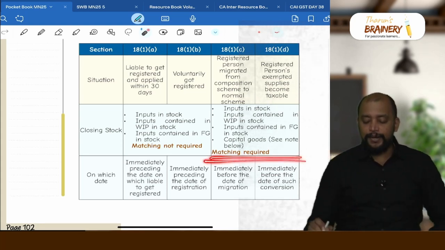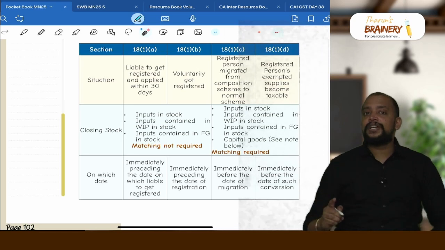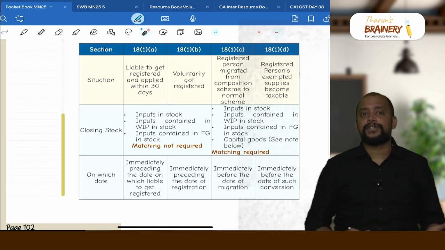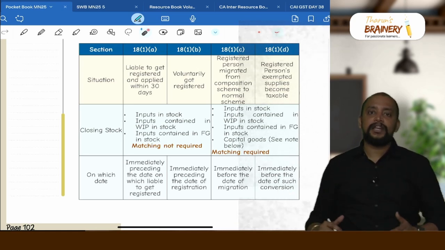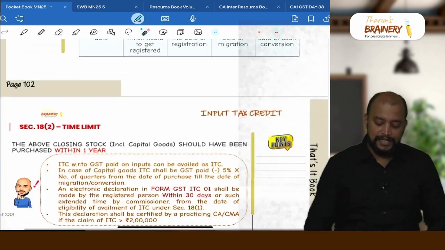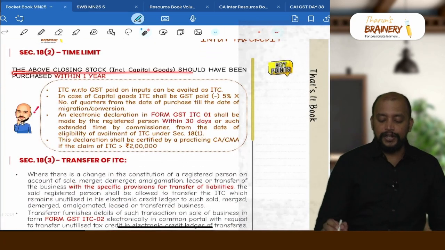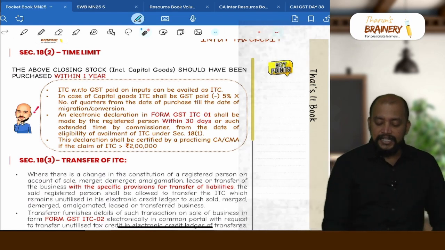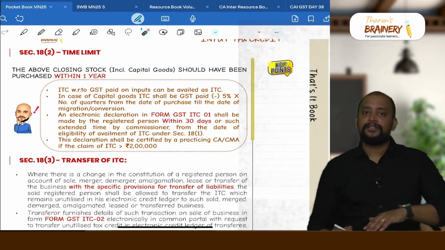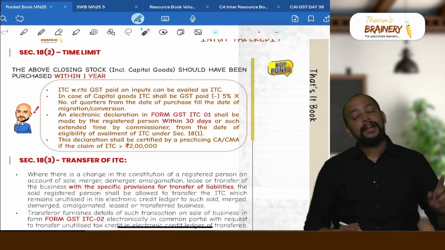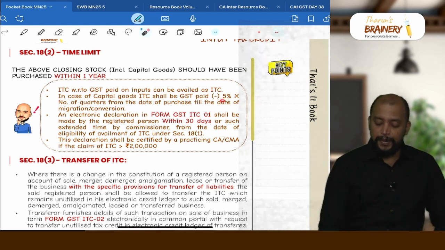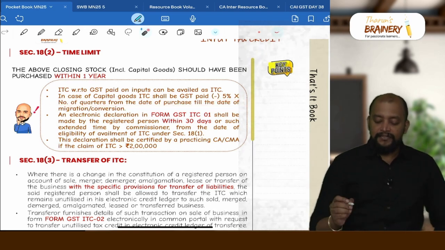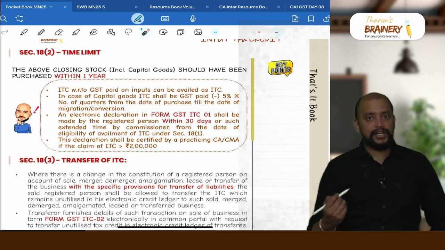And a very important point, matching is required in this case. Which date's closing stock should be taken? The closing stock before the date of conversion from composition scheme to normal scheme, or from exempted supplies to taxable supplies. The above closing stock, including capital goods, should have been purchased within 1 year prior. ITC with respect to GST paid on inputs can be taken fully, but for capital goods we need to reduce 5% for the number of quarters from the date of purchase till the date of migration or conversion.